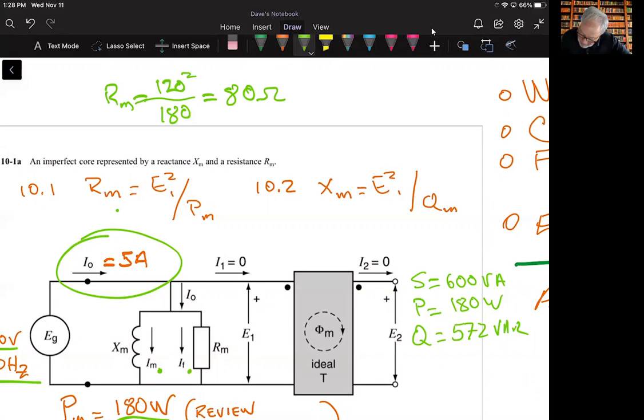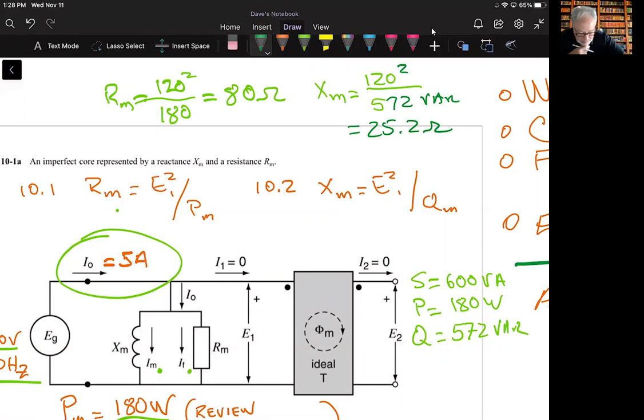And the magnetizing reactance, the X of M, is 120 squared again, let's square that, not degrees, right, divided by 572 var. And he says that X of M is 25.2 ohms, and that will take care of both of those.